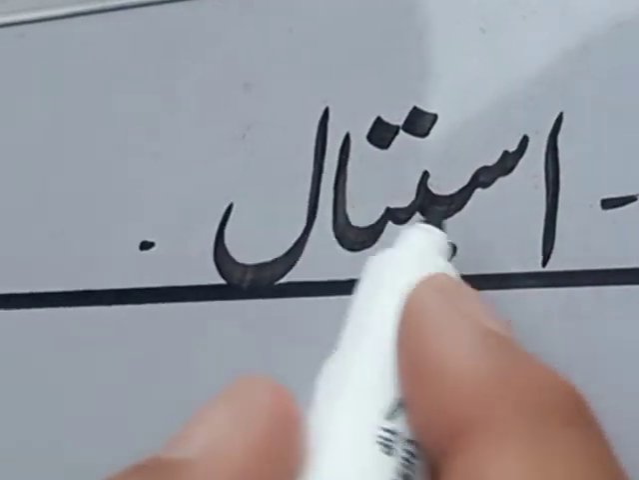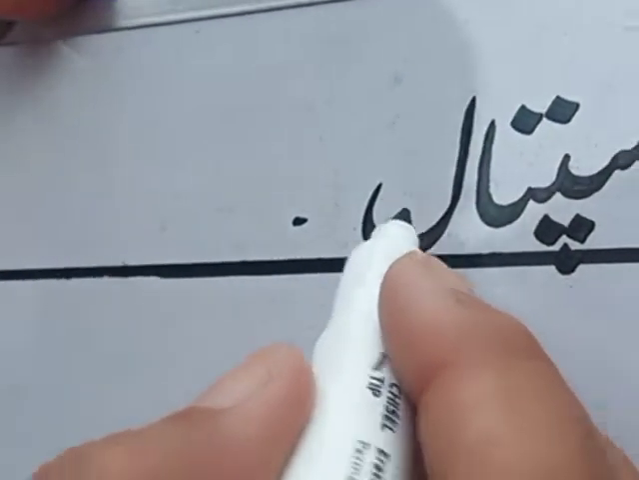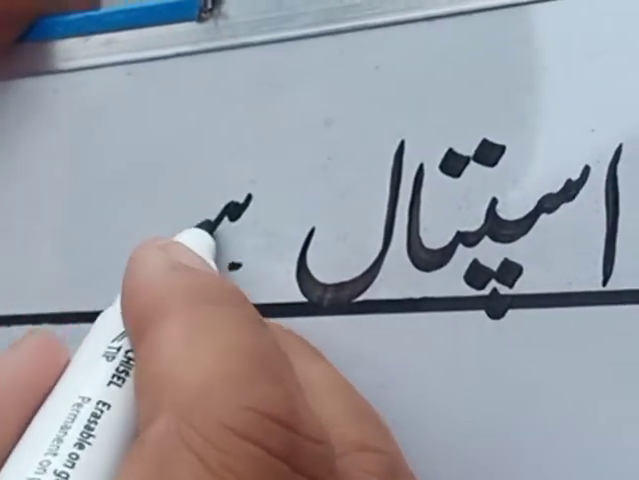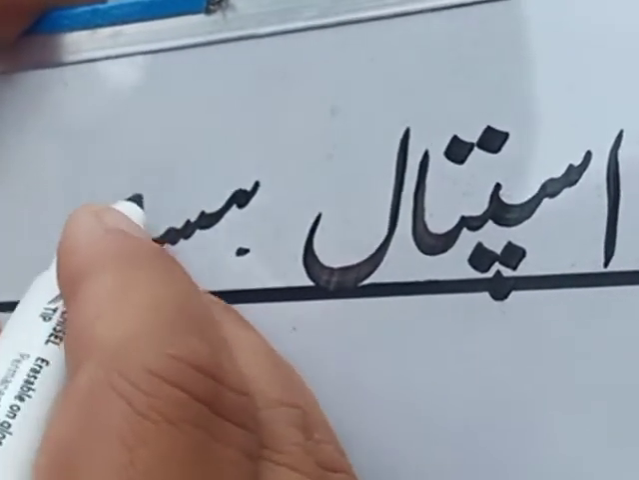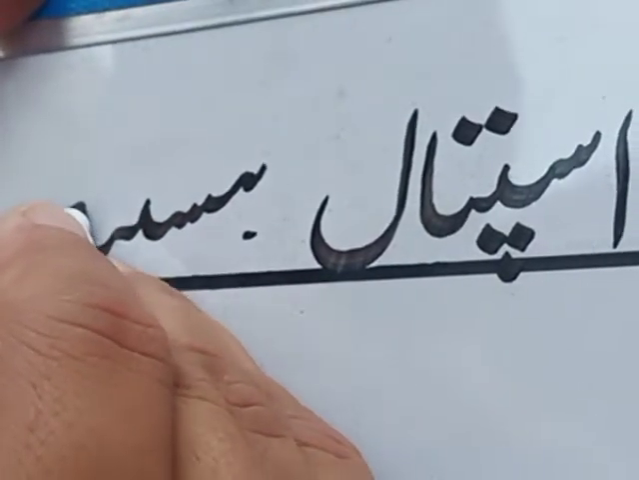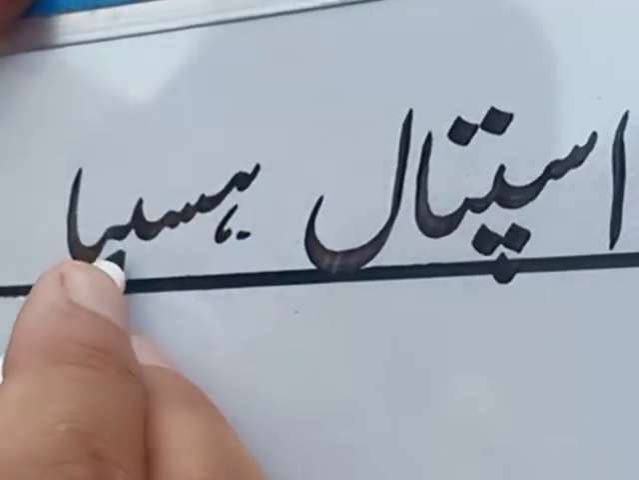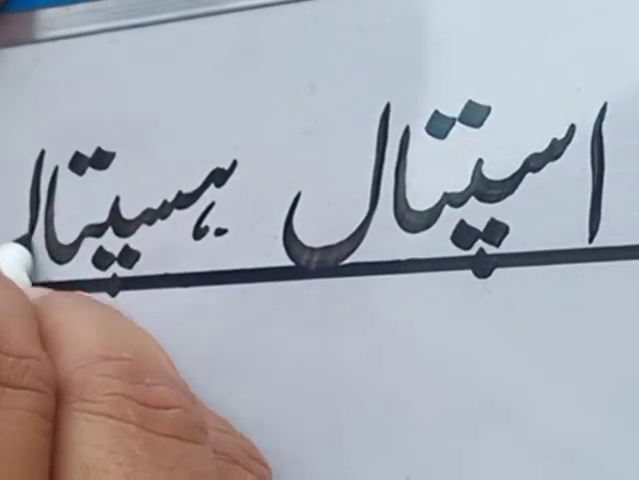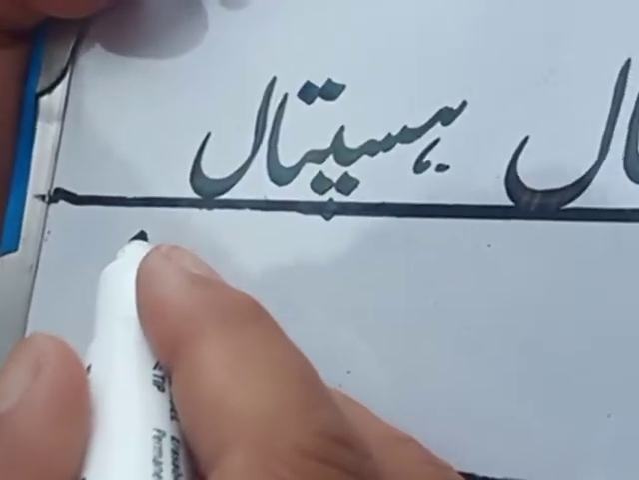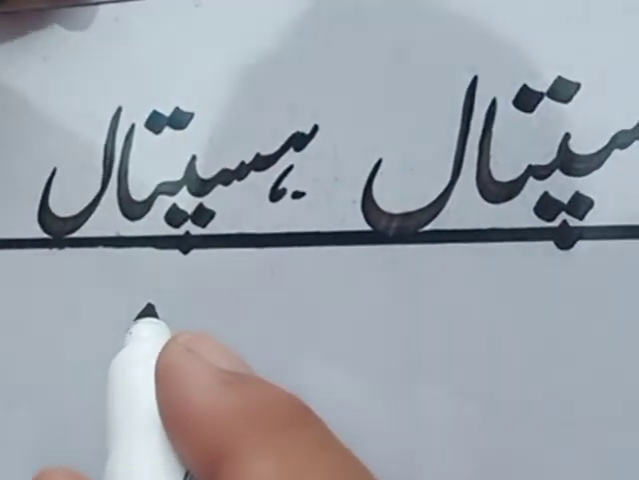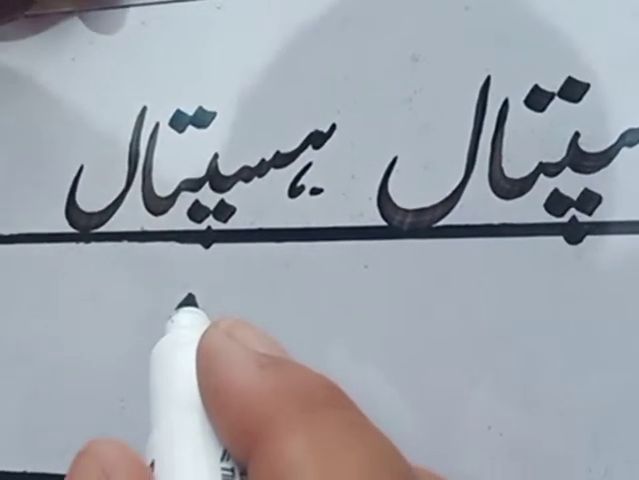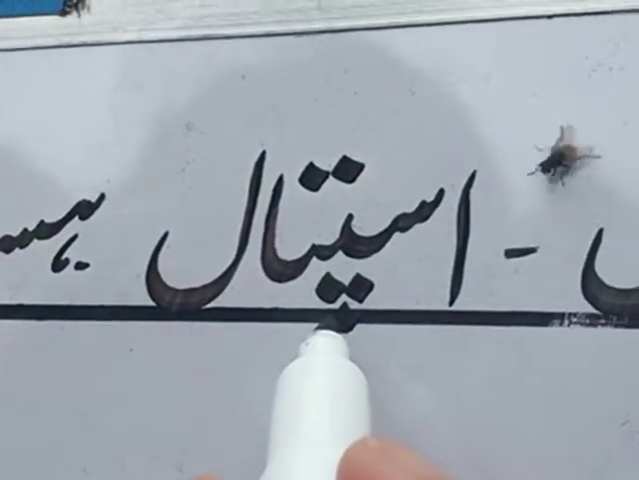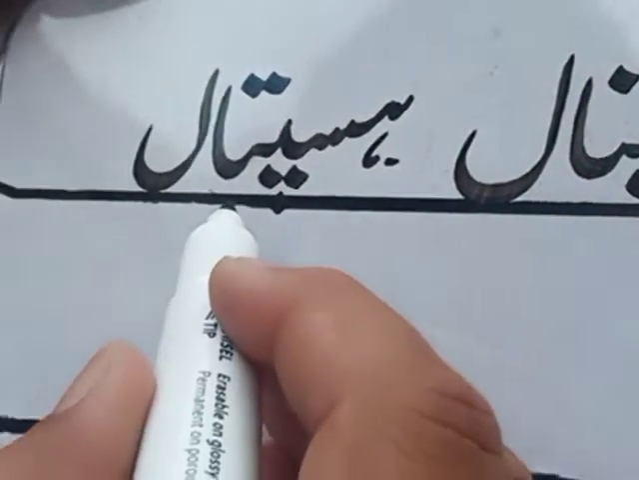Next word is another hospital. You can write this word in this way, hospital. If you are traveling, you can see in different places this word is written in this form, and also hospital is also written.